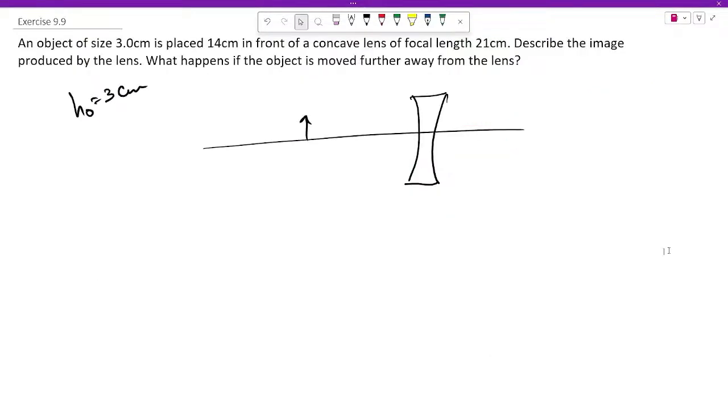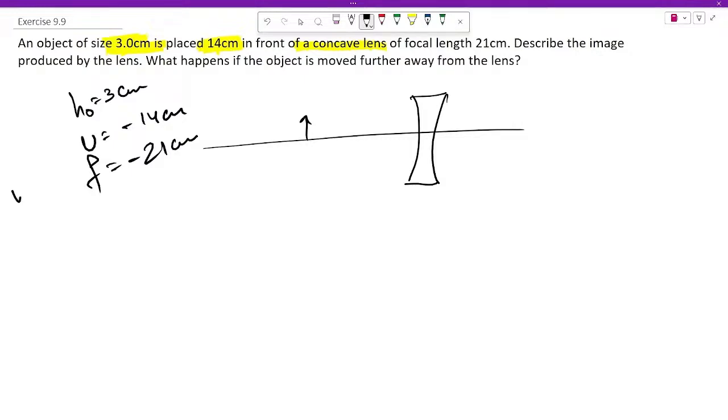The question is saying that an object of size 3 centimeter, that is the height of the object is given as 3 centimeter, is placed 14 centimeter in front of the concave lens. Here the subject is a concave lens and the object distance is 14 centimeters. So we can write u equals to 14 centimeter in front, that is minus 14 centimeter would be there, and a concave lens of focal length 21 centimeters. So here f is going to be equal to minus 21 centimeter because it is a concave lens. Now describe the image produced by the lens. We have to find out the image, and we have to describe the image.